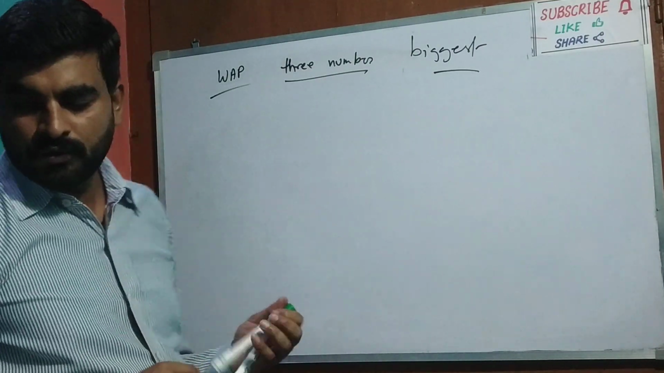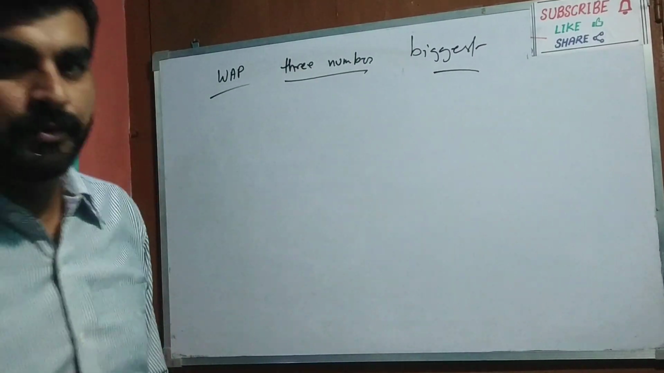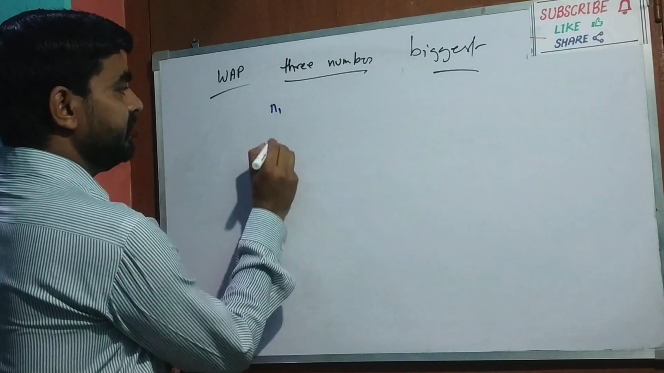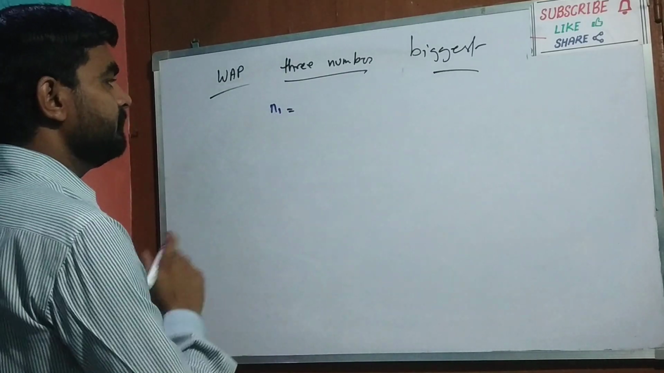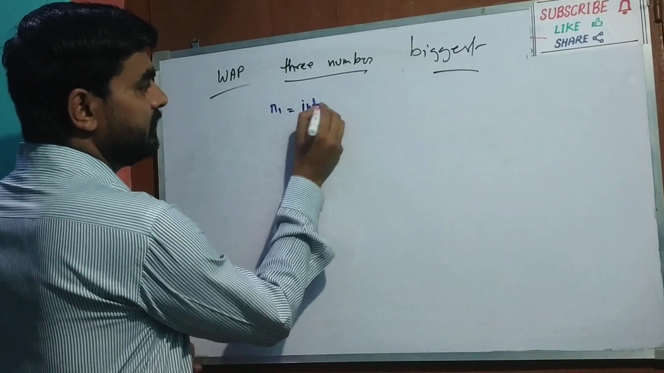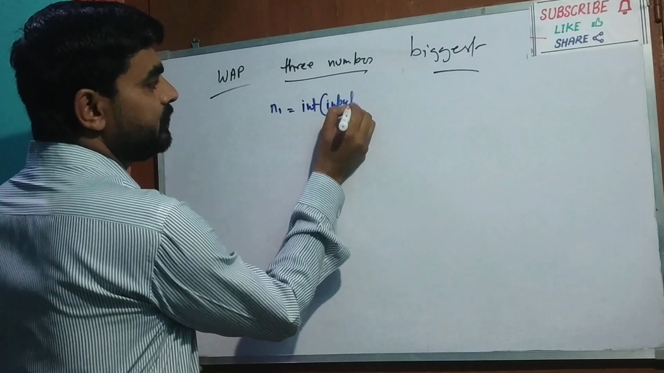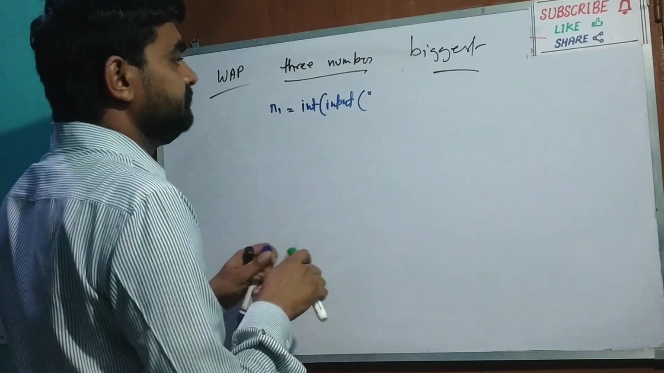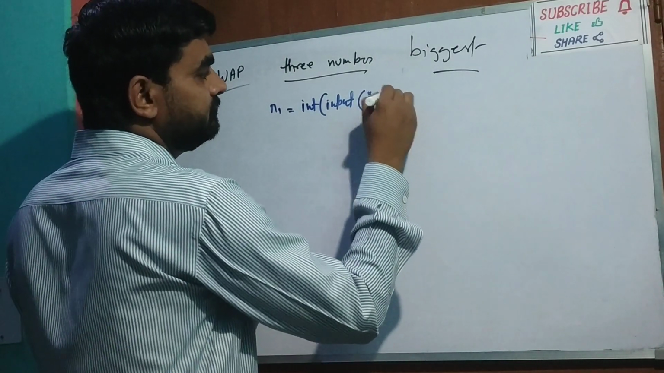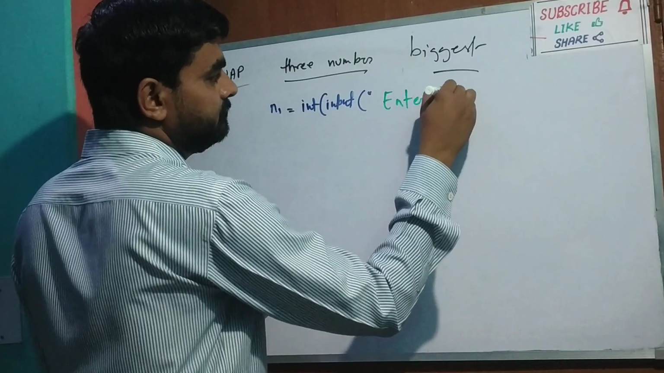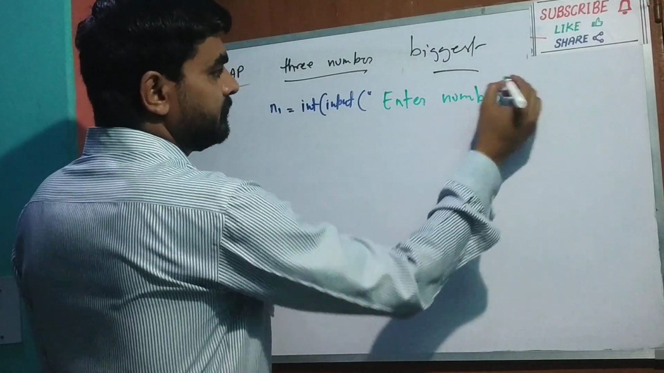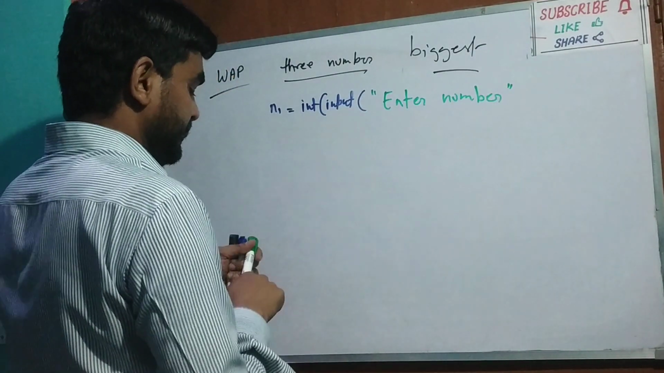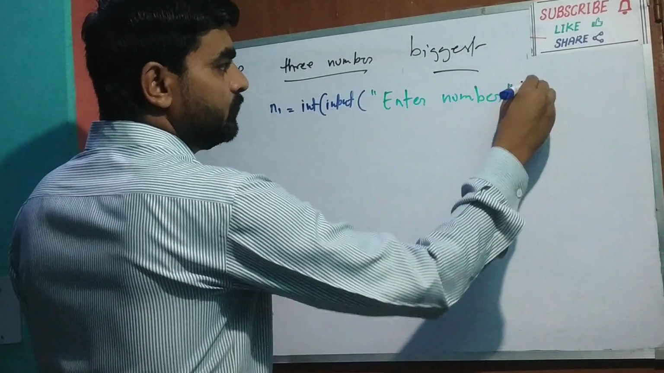Student, first you have to take 3 inputs, so write 3 input coding. N1 is number 1, a variable which is going to store an integer as input. After this, the message will be enter number, in double quotes, and at the last the 2 brackets will close.